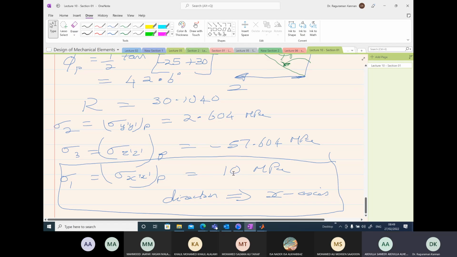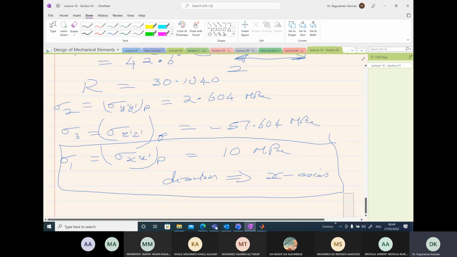Which is the maximum value? The highest number. Maximum means greatest value, right? Yes, Doctor. So 10 is the highest value. The lowest value is minus 57. That's all. Okay.